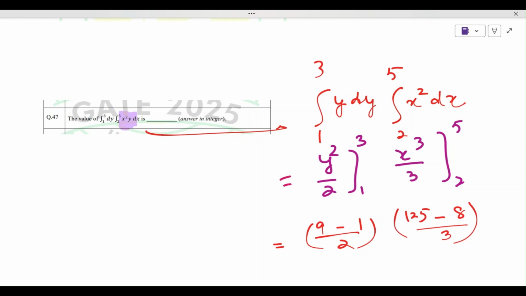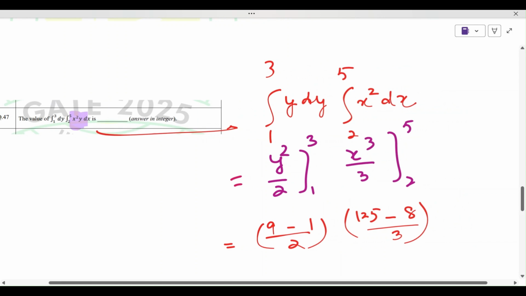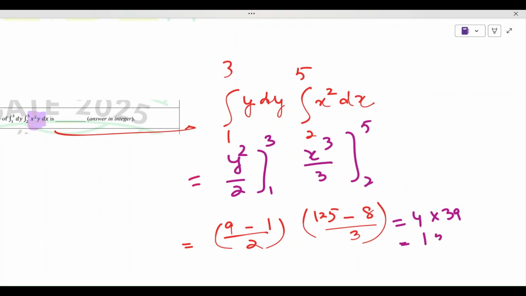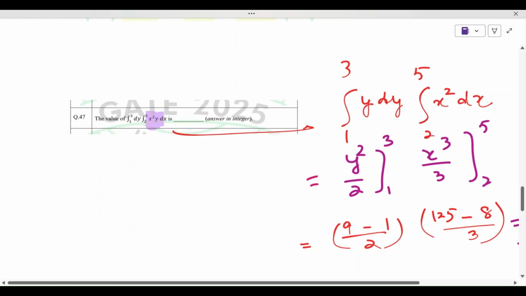9 minus 1 by 2 means we can write it as 8 by 2, that is your 4 value. 125 minus 8 means 117 by 3. It means we will get 39. Just multiply 4 and 39, that is 156. That is your correct answer. Move to the next question.